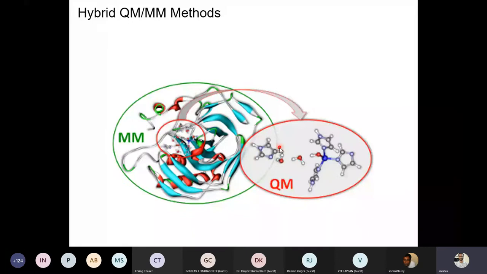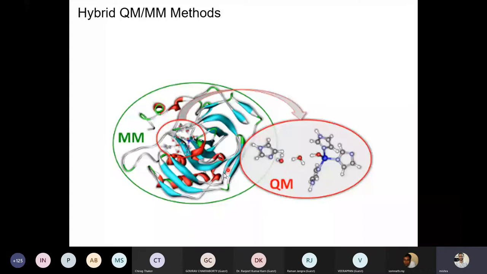Now, the chemical reaction occurs in a small space in the enzyme. This is where quantum mechanics is necessary, because bonds break and bonds form, and electrons move around in this region. The rest of the region is perhaps good enough for molecular mechanics, because with molecular mechanics we can deal with large biomolecules and obtain their properties using molecular dynamics simulation. So their idea was that you use your computational resources where you need them. You treat this part with quantum mechanics, and let the remaining part of the system be described by molecular mechanics. That is the idea behind these hybrid QM/MM methods.